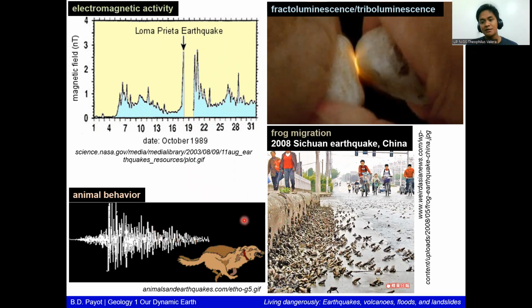To a certain extent, animal behavior, for example, prior to the 2008 Sichuan earthquake in China, yan, supposedly nagkaroon ng large frog migration. Ganon din supposedly nung prior to the 2004 Banda Aceh earthquake, nagkaroon ng ant and spider migration towards higher elevation. And that is also attributed to days after nagkaroon ng large magnitude earthquake.